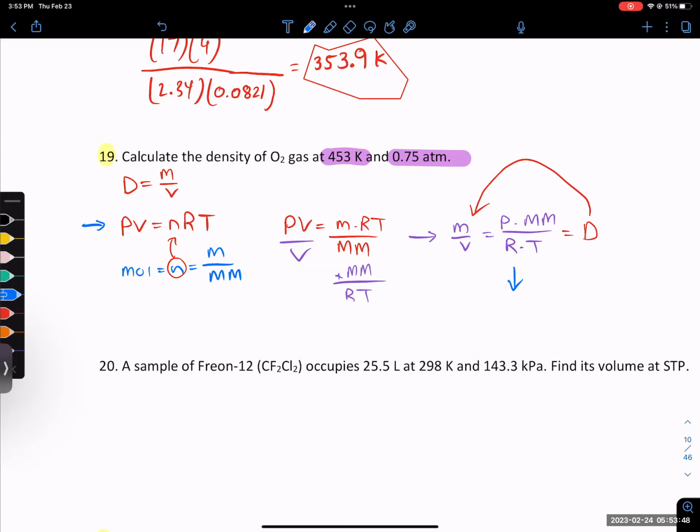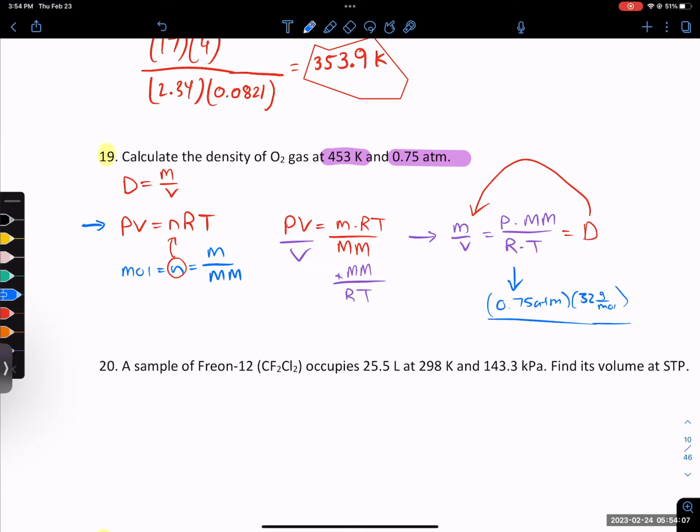Plugging in all of our variables, we have a pressure of 0.75 atmospheres. The molar mass of oxygen is 16 grams per mole, so O2 would be 16 times 2, which is 32 grams per mole.